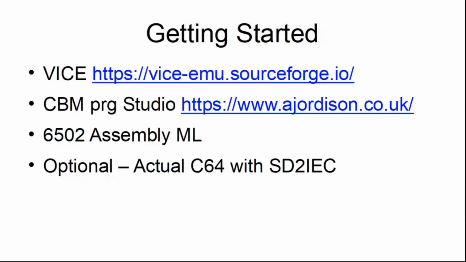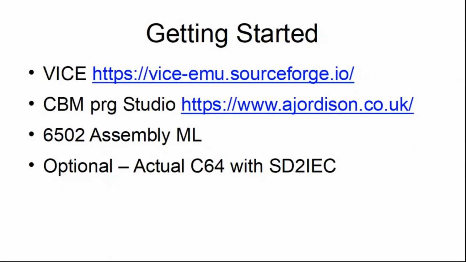This one is called CBM PRG Studio. Again, it's a free download. It works on Windows. Also, you'll need to be familiar with 6502 assembly machine language. We're going to talk about some of the instructions and concepts in order to get started with assembly language in these slides, but we're not going to talk about it in great detail.